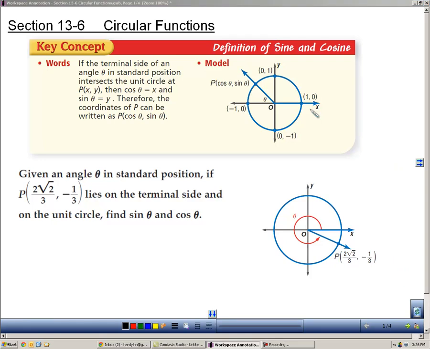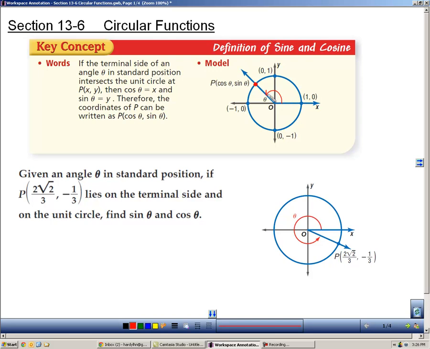Section 13.6 is about circular functions, and that's about defining sine and cosine in terms of the unit circle. Here you see an angle that we've moved around from the initial side to the terminal side, and that angle touches the unit circle at a point. Well, it so happens that that point has the cosine as its x value and the sine as its y value for the angle here, theta.